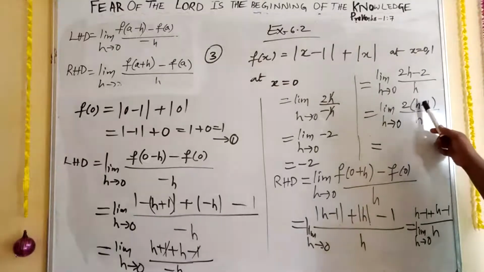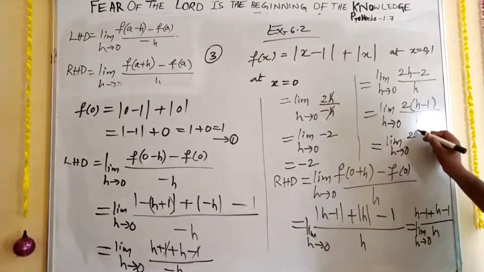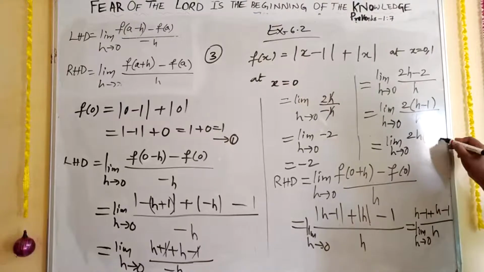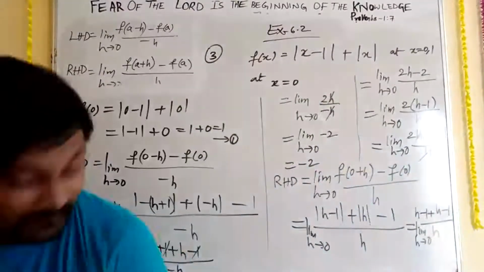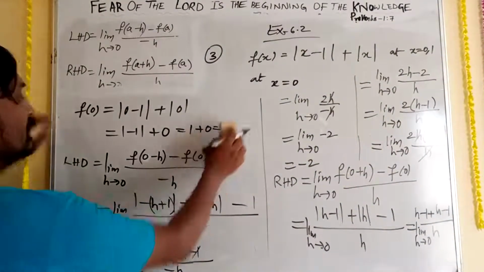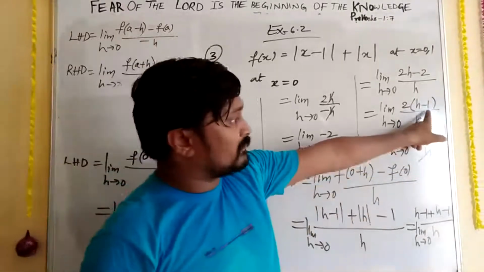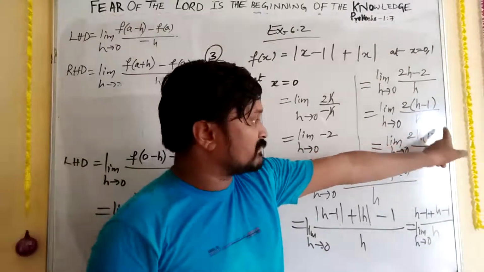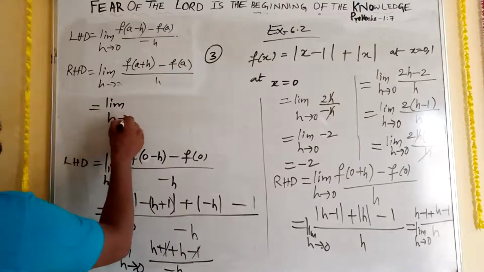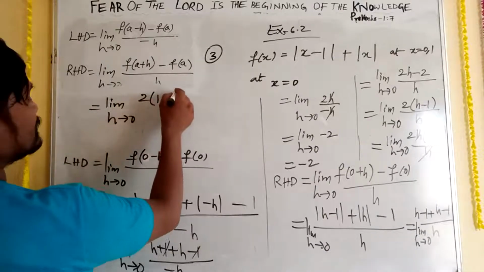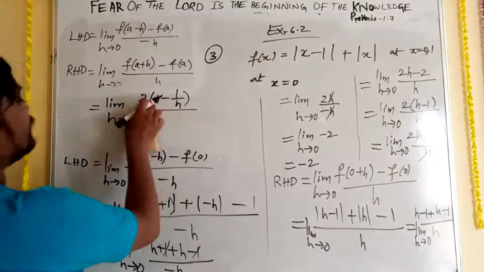Here h is common. What are we going to do? Limit h tends to 0, h is also common, 2h. 1 minus 1 upon h, upon h. h gets cancelled, then we'll solve our problem. Here just take h common, and then this becomes 1 and this becomes 1 upon h. So now what you got at last is equal to limit h tends to 0, 2 into 1 minus 1 upon h, upon nothing. So upon nothing is there in this.